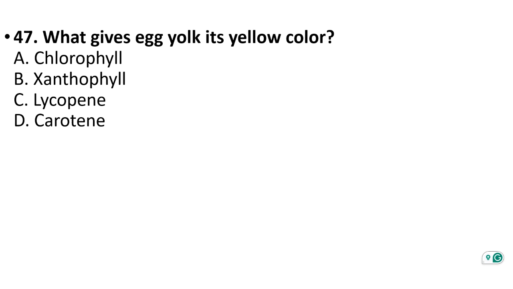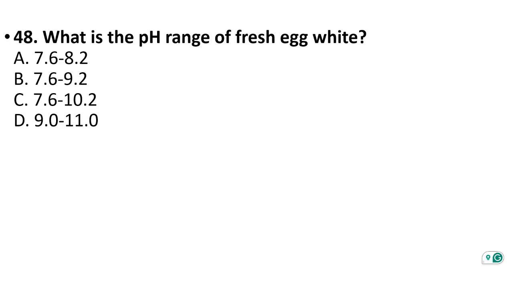47. What gives egg yolk its yellow color? Chlorophyll, xanthophyll, lycopene, keratin. Your answer is option B. Xanthophyll. 48. What is the pH range of fresh egg white? 7.6 to 8.2, 7.6 to 9.2, 7.6 to 10.2, 9 to 11. Your answer is option B.